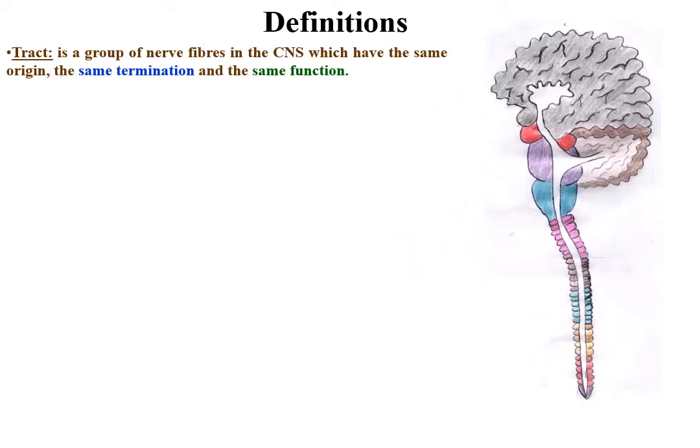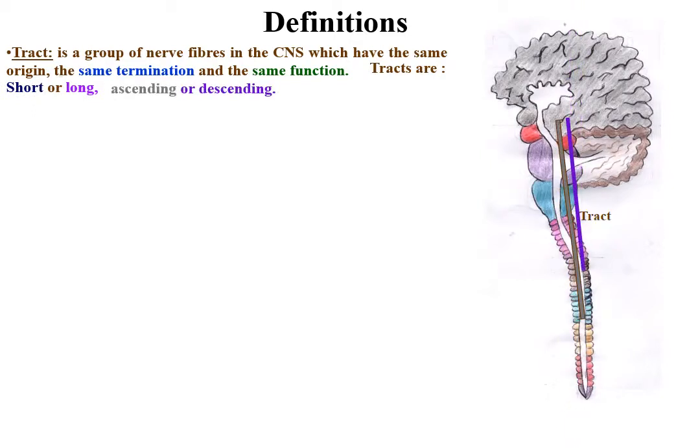Definitions. Certain definitions are present in the central nervous system. Tract is a group of nerve fibers in the central nervous system which have the same origin, the same termination, and the same function. Tracts are short or long, ascending or descending.